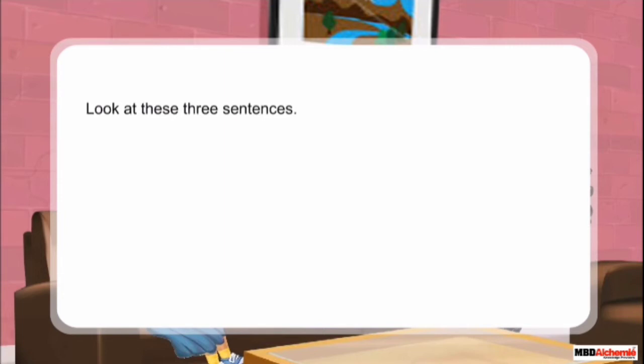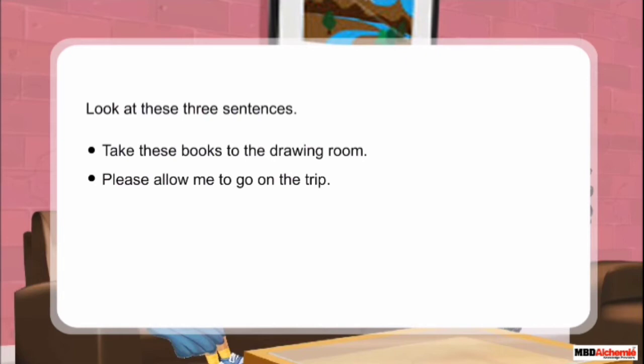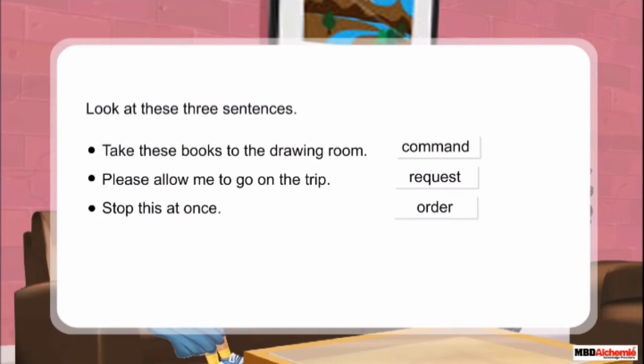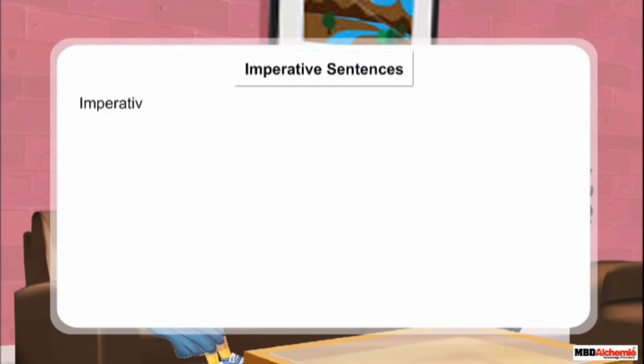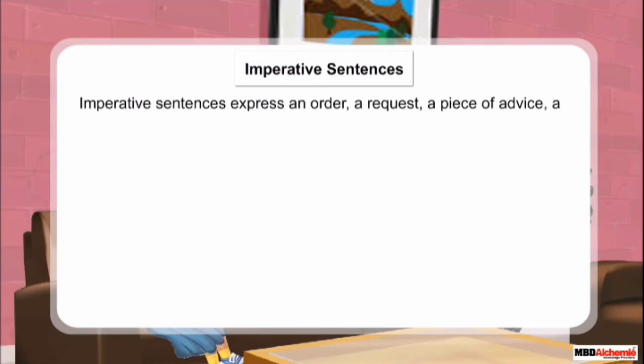Look at these 3 sentences. Take these books to the drawing room. Please allow me to go on the trip. Stop this at once. In the first sentence, a command is given. In the second one, a request is made. In the third one, an order is given. All these are examples of imperative sentences. Imperative sentences express an order, a request, a piece of advice, a suggestion, or a command.